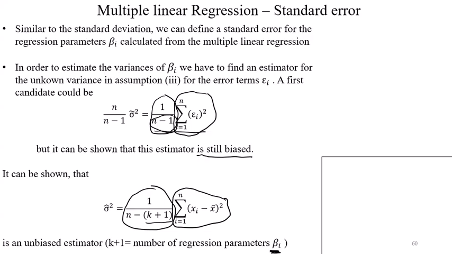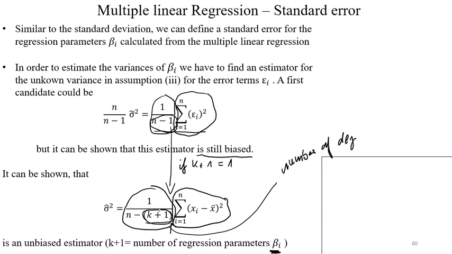And then you see, if we have only one regression parameter, then of course this number would be just 1, which we have here if k plus 1 equals 1. This is then also called the number of degrees of freedom in our system.